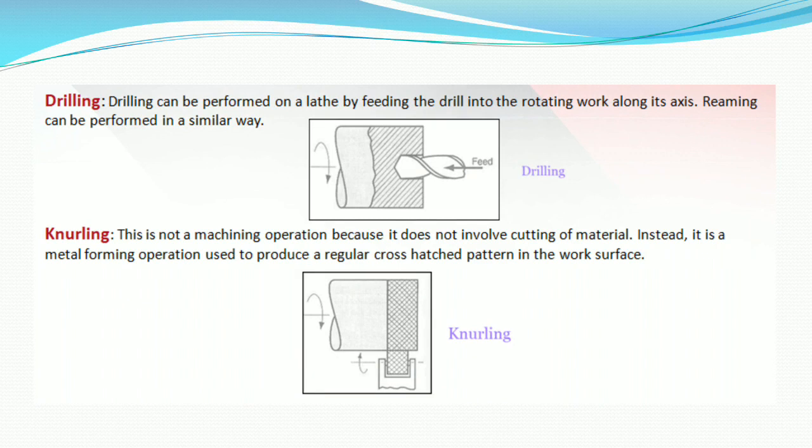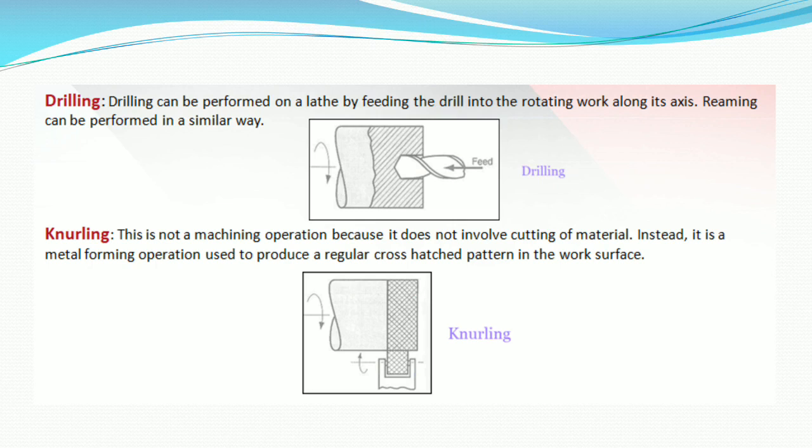Drilling. Drilling can be performed on a lathe by feeding the drill into the rotating work along its axis. Reaming can be performed in a similar way. There is a picture of drilling, and the last one, knurling.